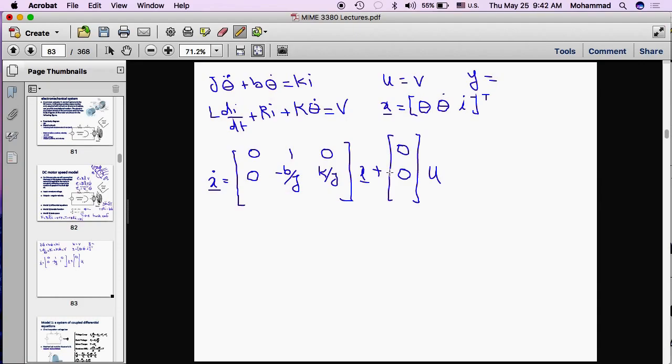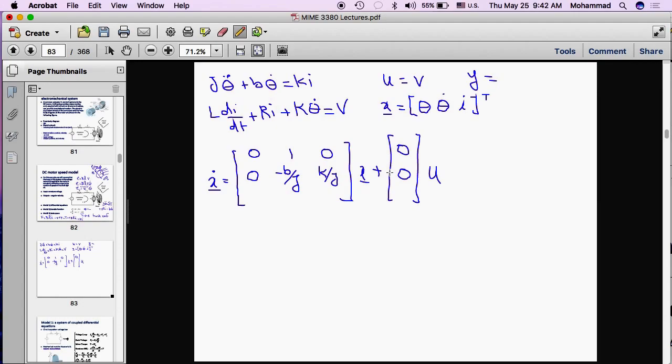So what did we do? We rewrote this first differential equation to get theta double dot in terms of theta dot and I. There is no theta, so the first element is 0. There is minus b times theta dot, that's why the second element is minus b over J. And K over J times I, so K over J is the last element of the second row.